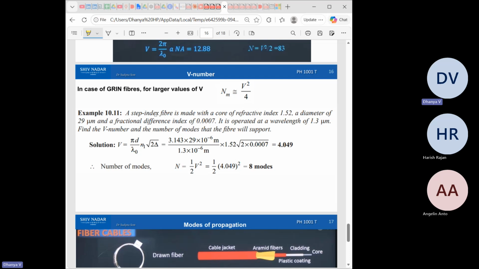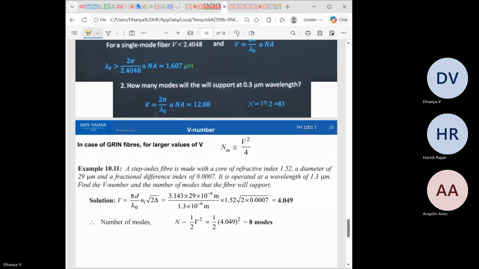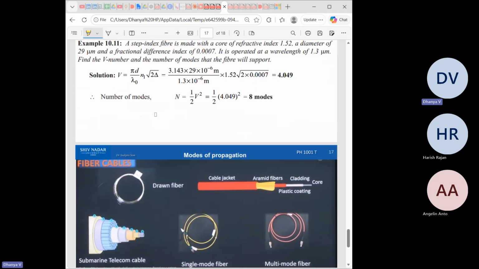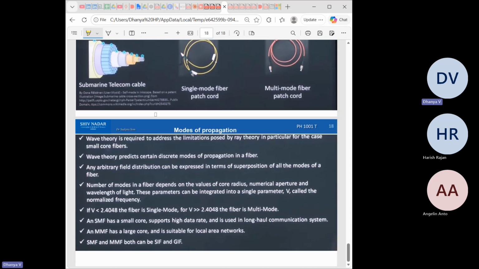Okay. And what else? I think it's the same thing. I think it's just whatever we have covered so far. Wave theory predicts discrete modes of propagation in a fiber. And then the number of modes, the V number, depends on the values of the core radius, the numerical aperture, whatever is there in our formula, no? All of that it depends upon.